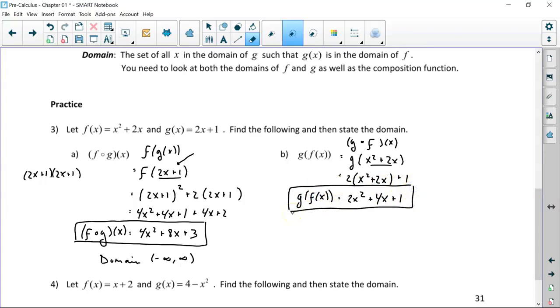Now, we want to look for our domain. Look at the inner function. No restrictions for x squared plus 2x. No restrictions on that final function, so our domain is all real numbers, negative infinity to positive infinity.